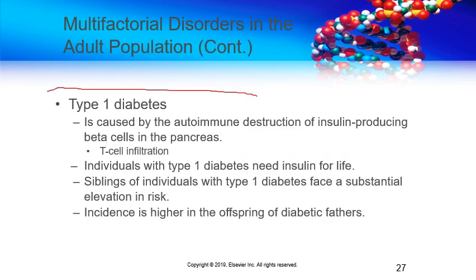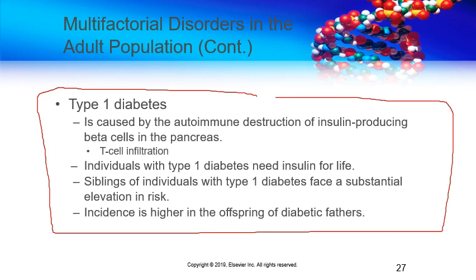So we know that type 1 diabetes is an autoimmune destruction of some insulin-producing beta cells. These guys are going to need insulin forever. If you have a sibling that has type 1 diabetes, that could increase your risk of diabetes. And if your father was a diabetic, that also increases your risk factor, type 1 diabetic. Now, again, there are more than just two types. You can also have a late onset autoimmune diabetes. That's not going to be on your test, but just know that it's there.